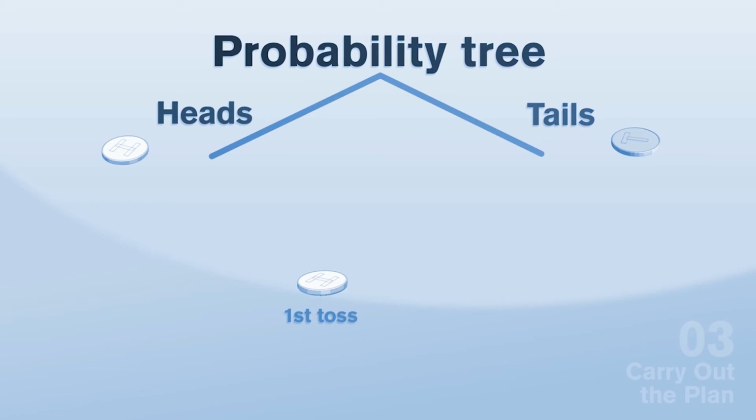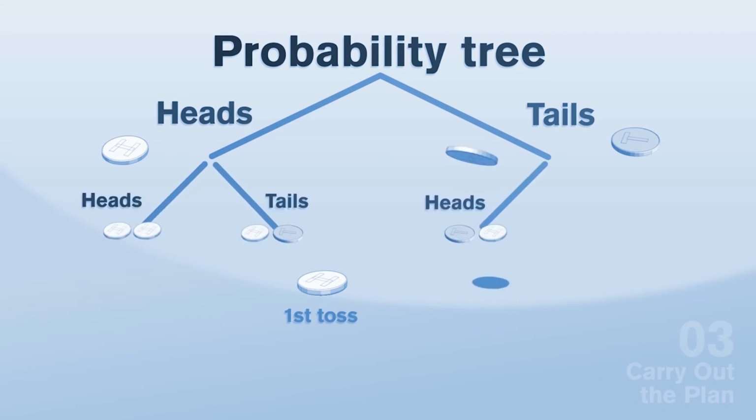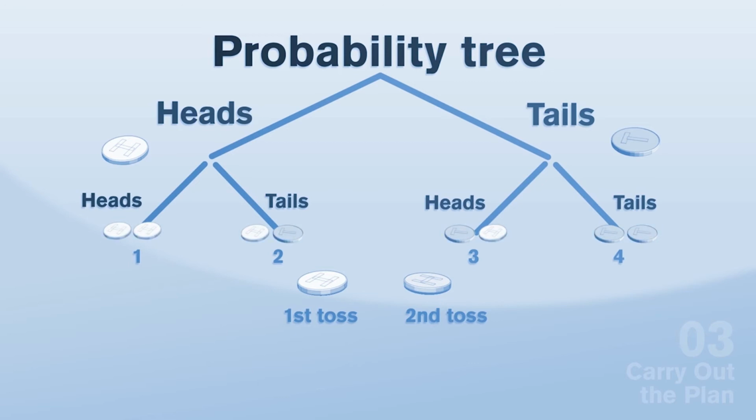Now we flip the second coin. It also has 2 equally likely outcomes, so each of our 2 branches now branch into 2 more, so we have 4 total branches. Now we can see that there are a total of 4 possible outcomes, and only one of the branches has 2 heads. So our probability is equal to the number of desirable outcomes, which is 1, over the total number of outcomes, which is 4. So our answer is 1/4 or 25%.